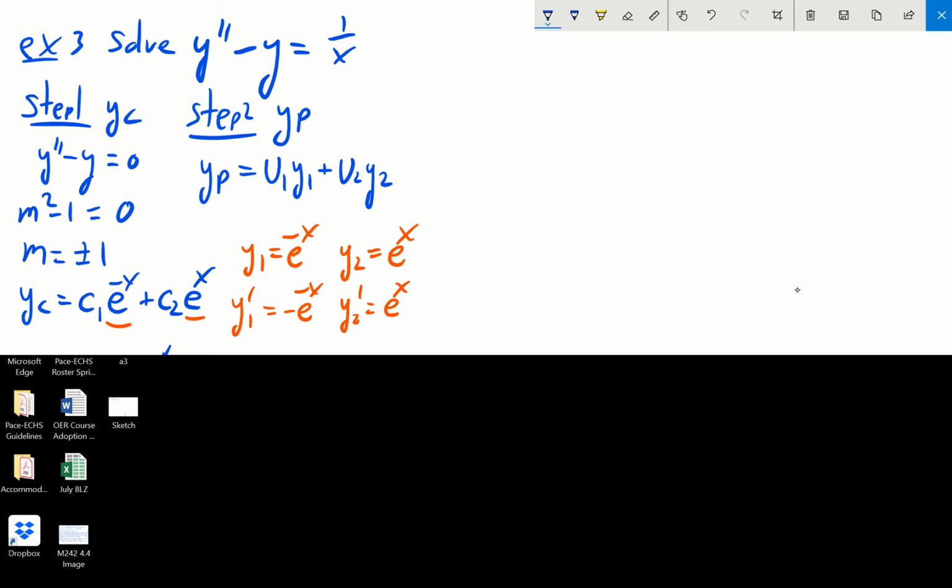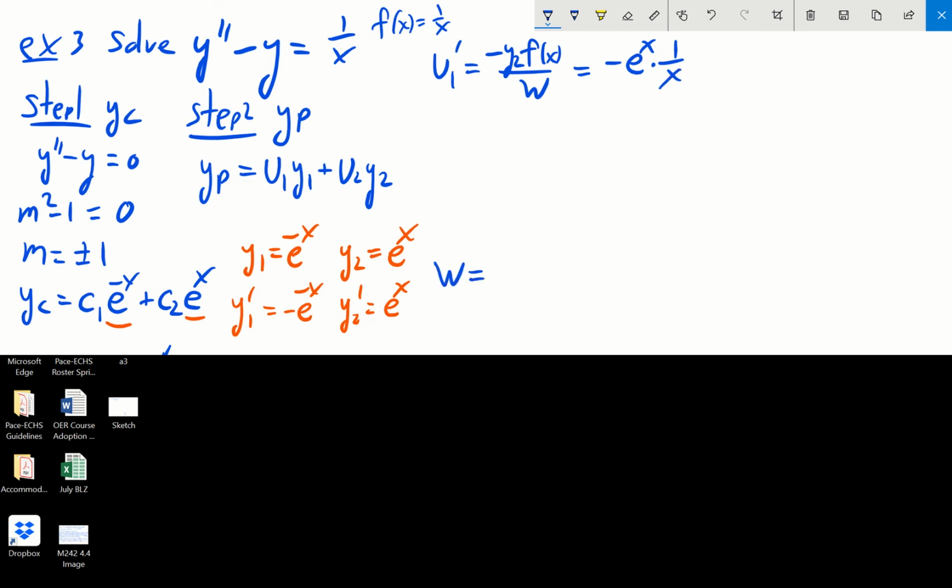So to find u1, remember u1 prime is equal to the negative of y2 times f of x divided by W. For this differential equation, f of x is 1 over x. So that means that u1 prime is going to be equal to the negative of e to the x times 1 over x. And we need to compute W. Let's go over here and do that.